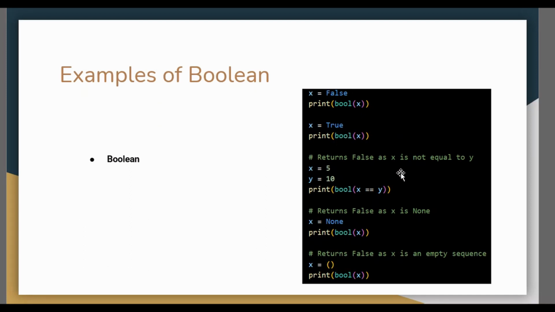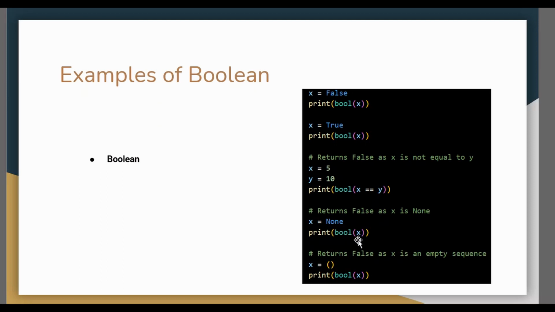Now let's say that we want to return a false if it's not equal to each other. As I mentioned before, you want to see if it's true or false based upon a condition. So here we're going to say a variable x is equal to 5, a variable y is equal to 10. Are these two equal to each other? And then it will print out yes or no, true or false. Same thing with x equals none.